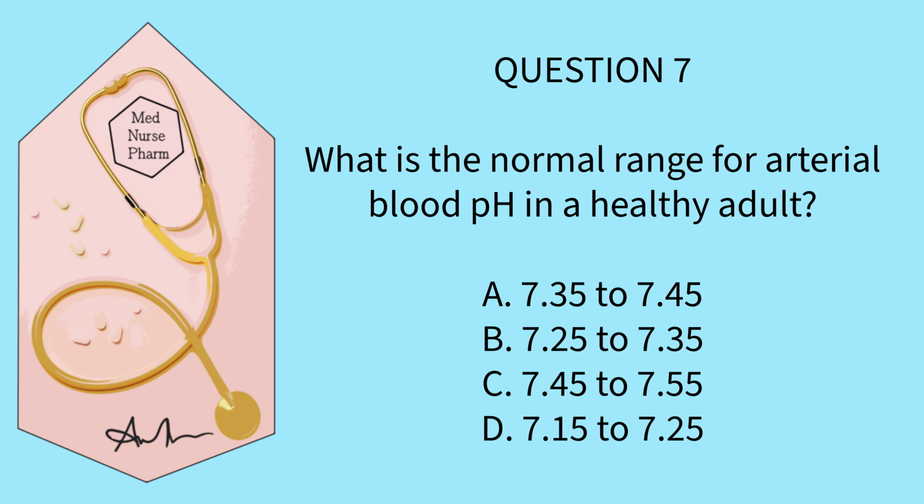Question 7. What is the normal range for arterial blood pH in a healthy adult? 7.35 to 7.45, 7.25 to 7.35, 7.45 to 7.55, 7.15 to 7.25. Pause the video and select your answer.